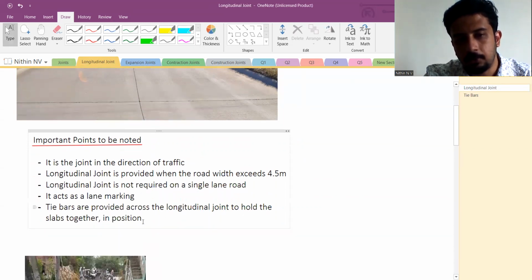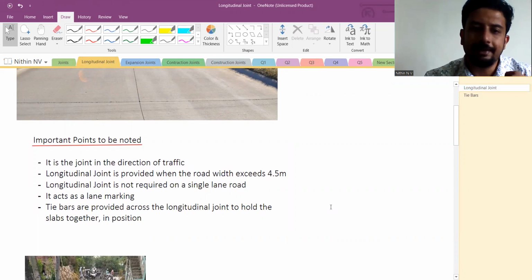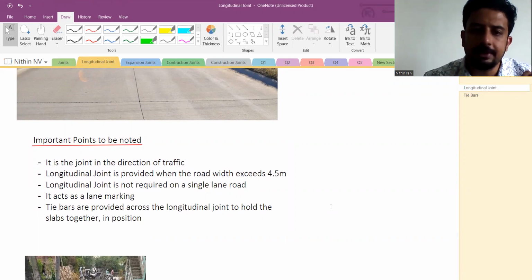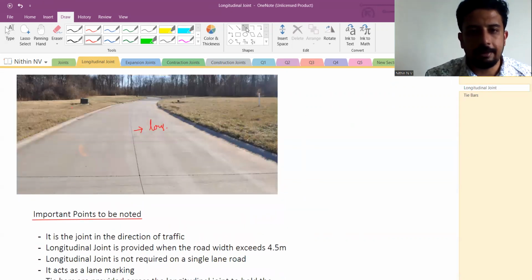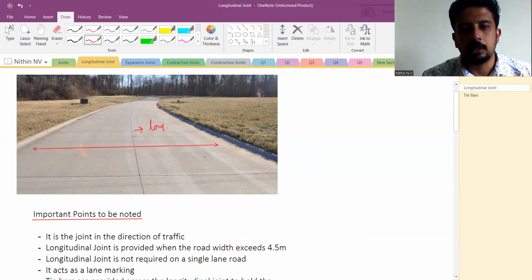Now look at the important points to be noted, very, very important for competitive exams. It is the joint in the direction of traffic. Yes, we have already explained that. Now, the longitudinal joint is provided when the road width exceeds 4.5 meter. Means what? If the width of this road is less than 4.5 meter, then we don't require a longitudinal joint.